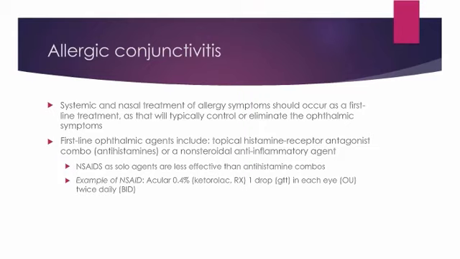Switching gears now and focusing on allergic conjunctivitis, the goal in therapy, or the first-line treatment, should actually be systemic and nasal treatment of allergy symptoms, because those can control or eliminate the ophthalmic symptoms that patients might be experiencing. First-line ophthalmic agents that are used to treat allergic conjunctivitis include topical histamine receptor antagonist combo products or nonsteroidal anti-inflammatory agents. The NSAIDs as solo agents are less effective than the antihistamine combos.